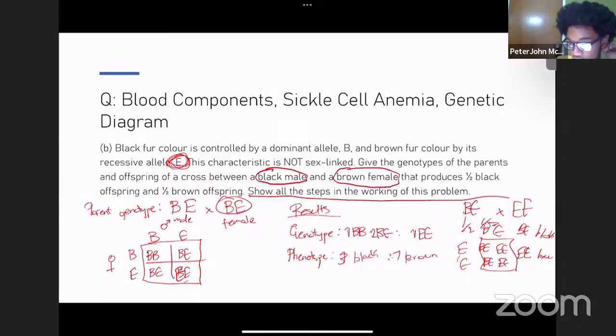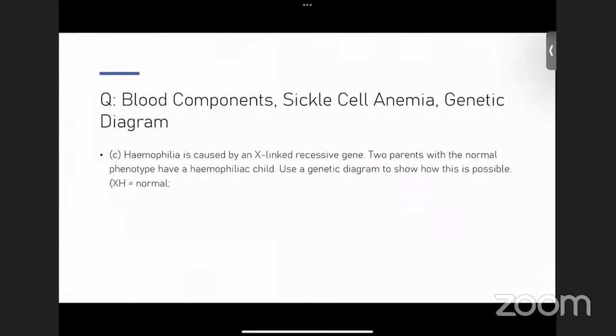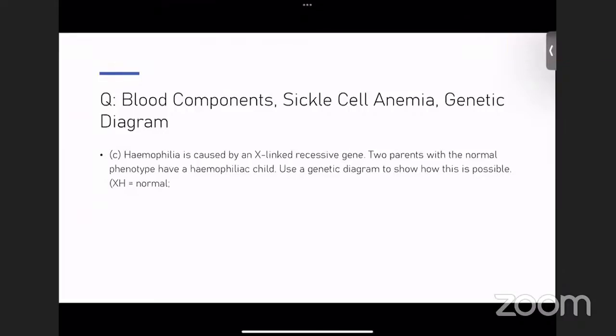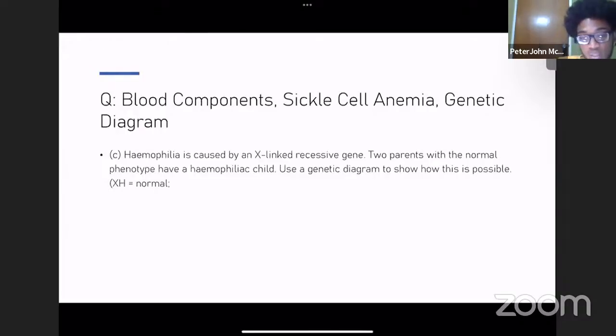Everybody good? Yes, sir. All right, great. So next, hemophilia. You guys know the X-linked conditions, right? Yes, sir. All right, great. So hemophilia is caused by an X-linked recessive gene. Two parents with a normal phenotype have a hemophiliac child. Use a genetic diagram to show how this is possible.